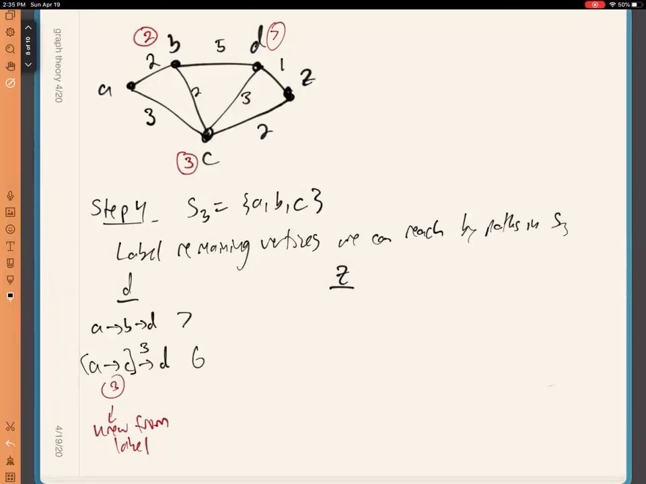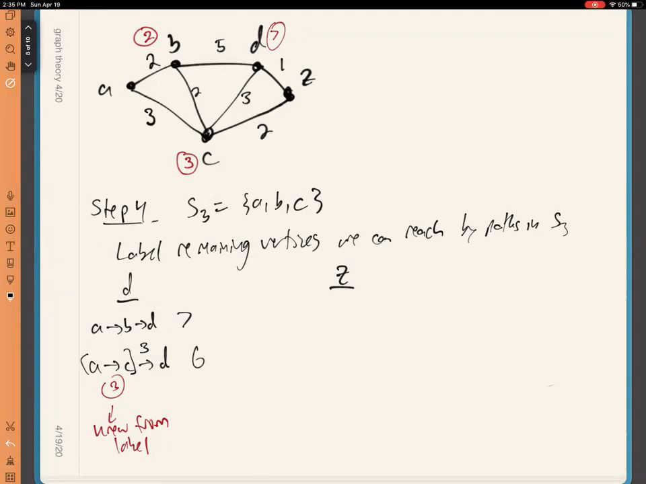Now you may be confused about why I digressed for a minute to talk about the fact that we knew the distance from A to C by looking at the label. For this example, you don't have to do that, because it's just very clear. You can just see very quickly.